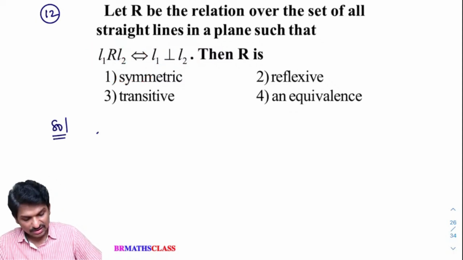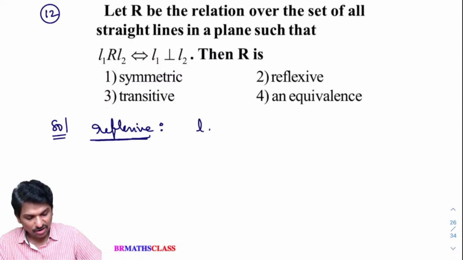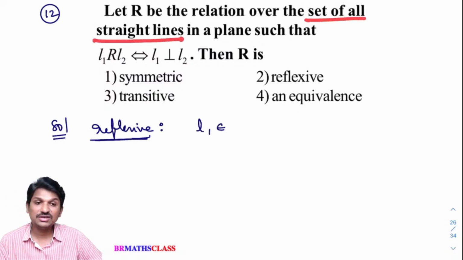Suppose I need to check the reflexive property. To check the reflexive property, I'll take one line from this set. They are saying the set of all straight lines. You take one straight line from the set of all straight lines.